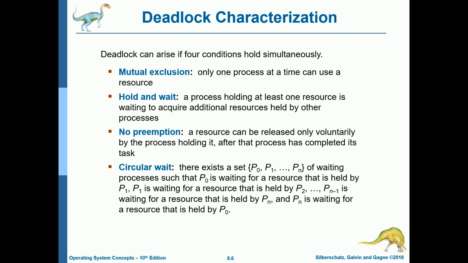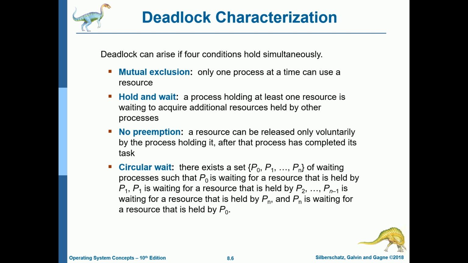A deadlock situation can arise if the following four conditions hold simultaneously in a system. First, mutual exclusion. At least one resource must be held in a non-shareable mode. That is, only one thread at a time can use the resource. If another thread requests that resource, the requesting thread must be delayed until the resource has been released. Second, hold and wait. A thread must be holding at least one resource and waiting to acquire an additional resource that is currently being held by another thread.